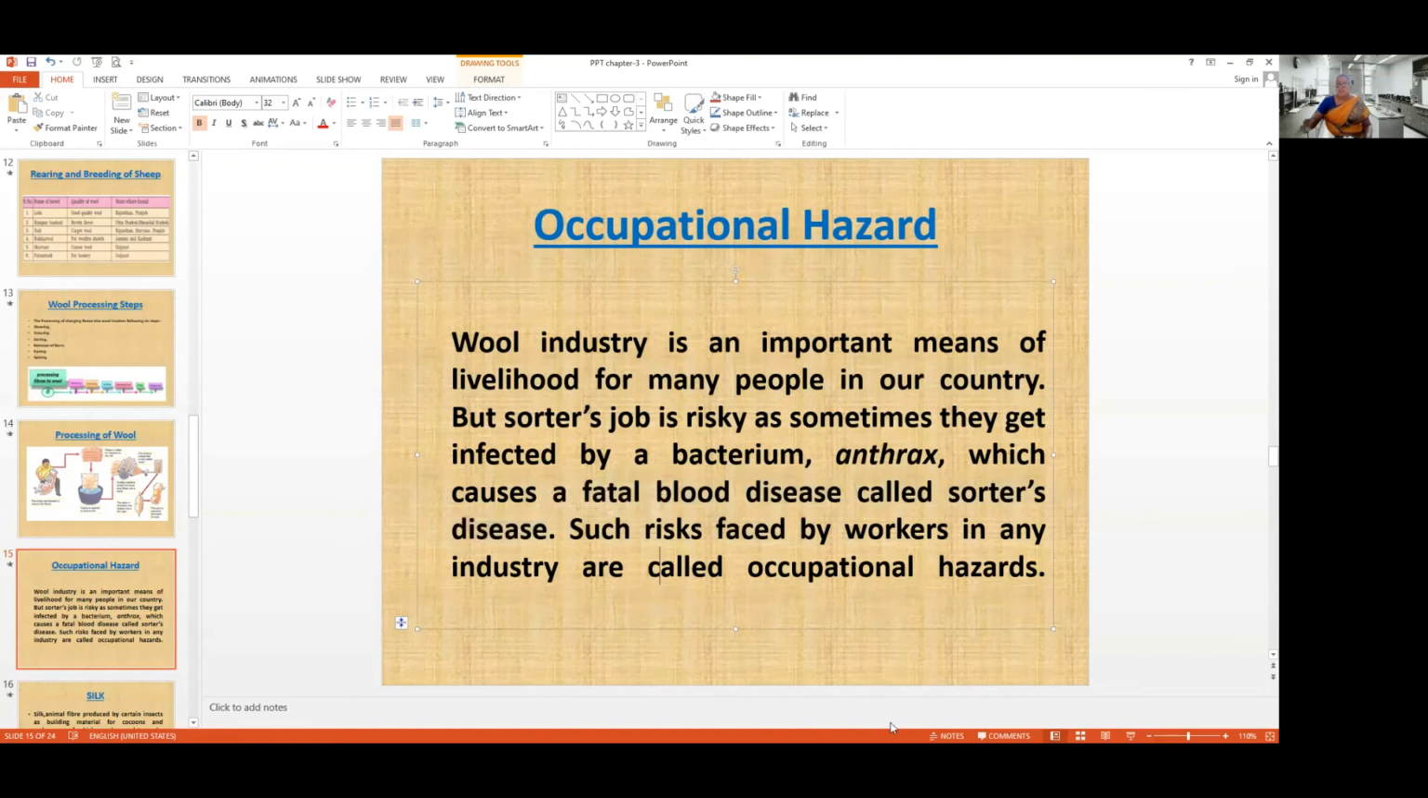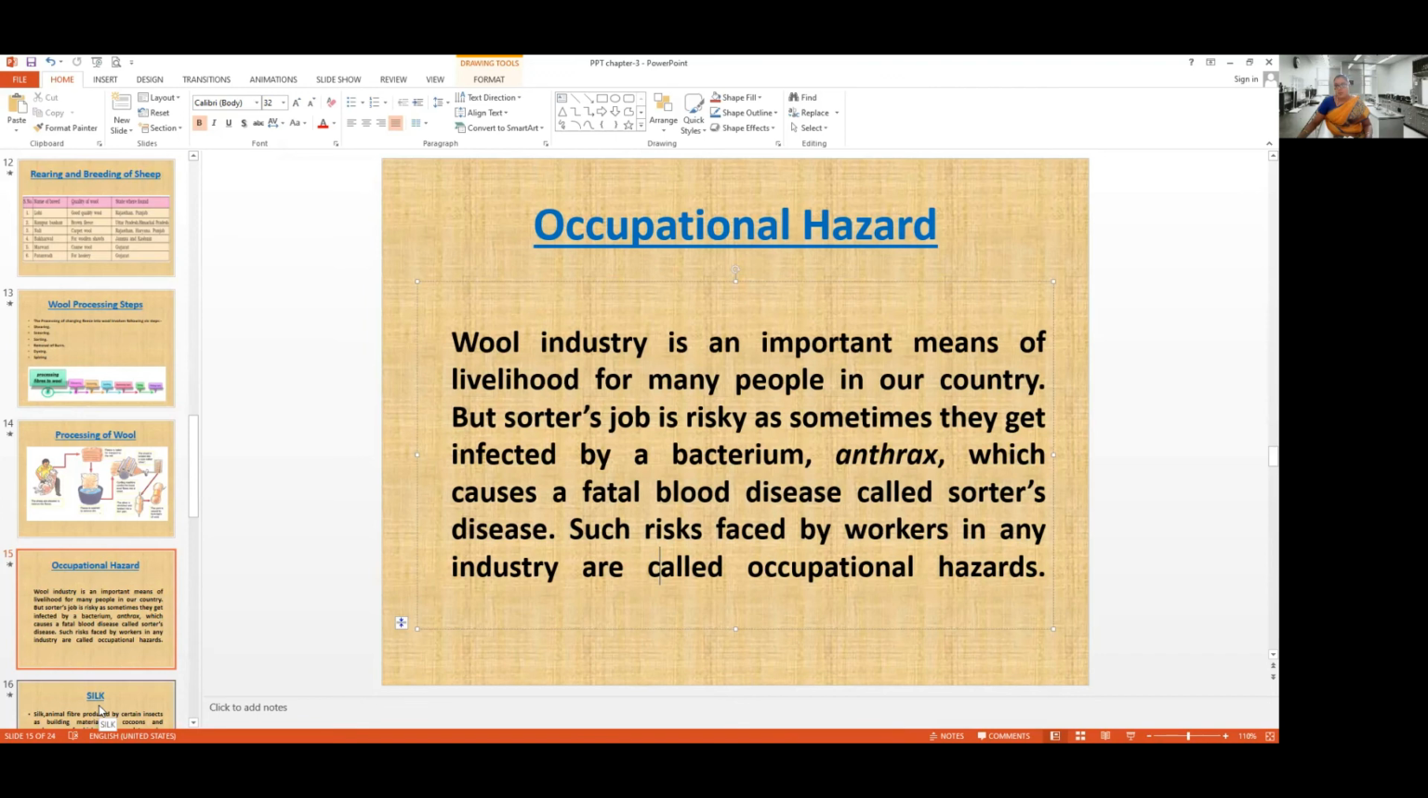They will be inhaling, knowingly or unknowingly, those burrs, small hairs. It goes into their lungs, and they get Sorter's disease due to that. Also some of the wool gets infected by the anthrax bacteria. Sheep get infected by the anthrax bacteria, and we don't know, because we take only the wool. We don't know whether the sheep got infected or not. So knowingly or unknowingly, we may get that disease. Such risks faced by the workers in any industry are called occupational hazards.